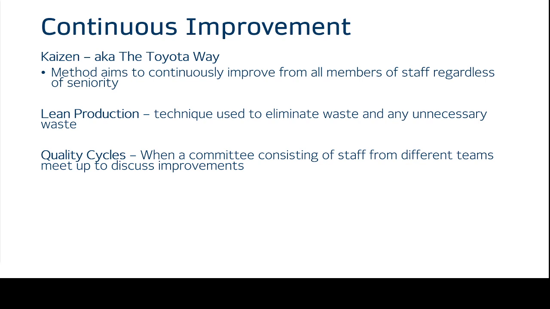There are different ways here as well. When you're doing continuous improvement, it's important to eliminate waste and unnecessary steps. Quality cycles are when a committee consisting of staff from different teams meet to discuss improvements. That's a bit separate to a complaints procedure, where you have regular meetings with a group of people who would take ideas and suggestions from their team to say, look, how do we improve based on what we're doing already.